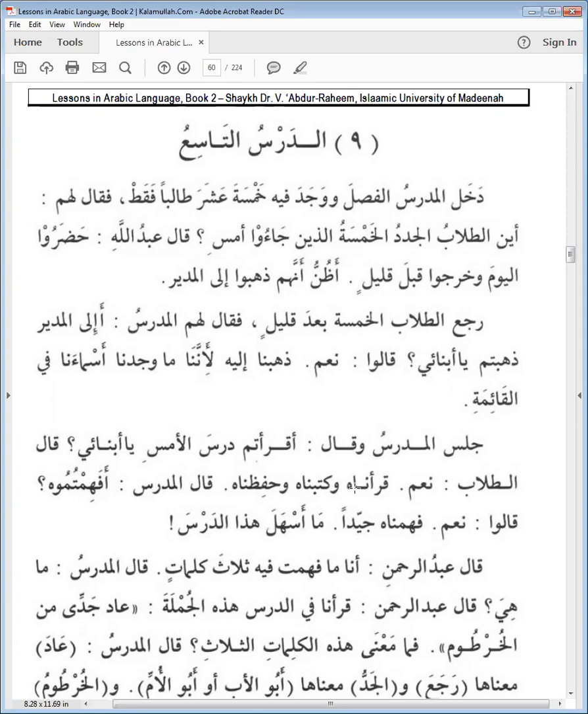If you continue in there, we won't say فقال لهم المدرس, rather we join the meem to the lam. So you say فقال لهم المدرس. If you continue, right? So فقال لهم المدرس.